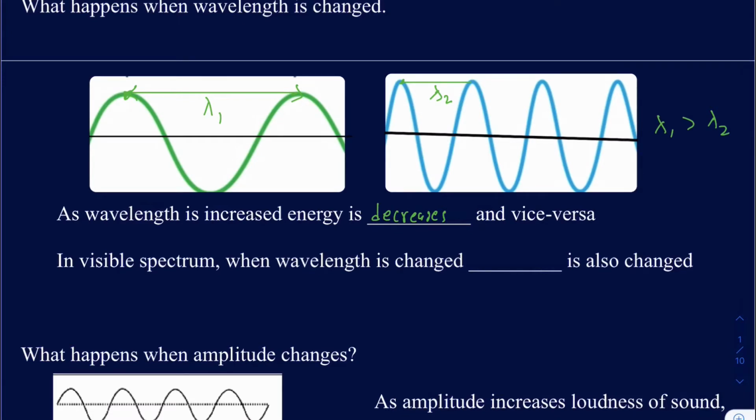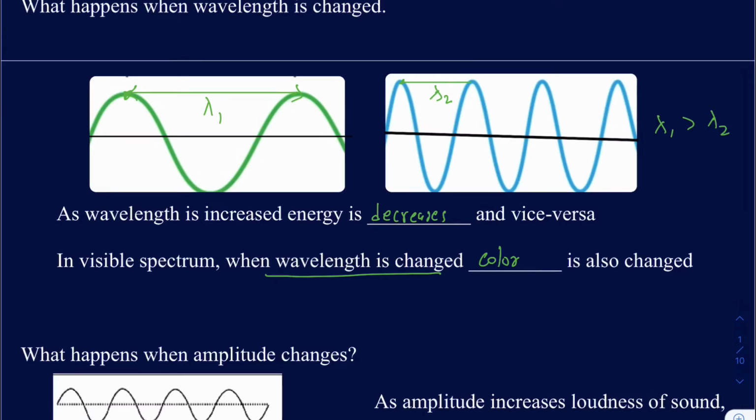In addition to that, you also want to be aware that if you're looking at the visible spectrum, when you change the wavelength, the color is changed, because remember, the colors are associated with the energy. So if you're changing the energy in the visible spectrum, you are going from one color to another color. And you can say the same thing with the wavelength. If you change the wavelength in the visible spectrum, you are going from one color to another color.